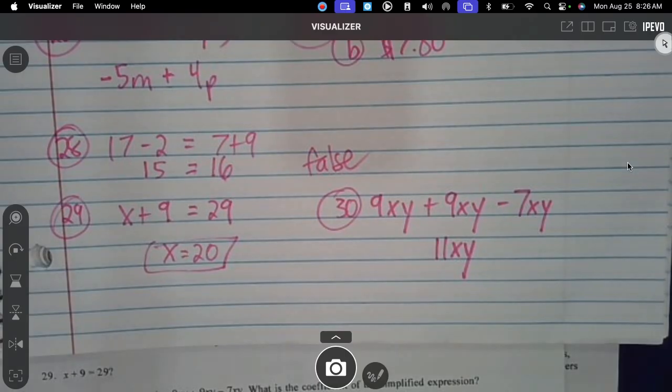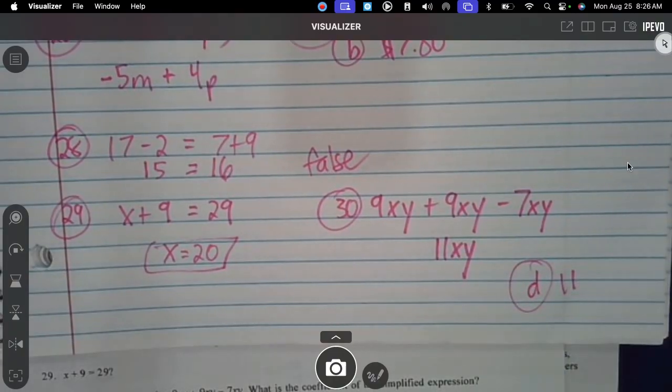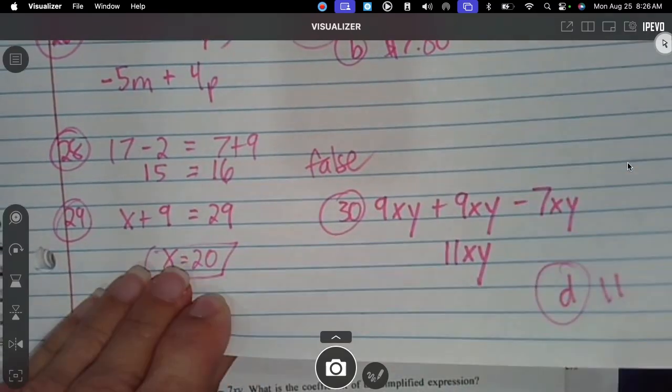So now I have to answer the question. What is the coefficient? What is a coefficient? It's just the number out front. That's all a coefficient is. What is the number out front? 11. So your answer is 11. It was D. Okay, does that make sense? So you just had to know what in the world is a coefficient. It's just the number out front.